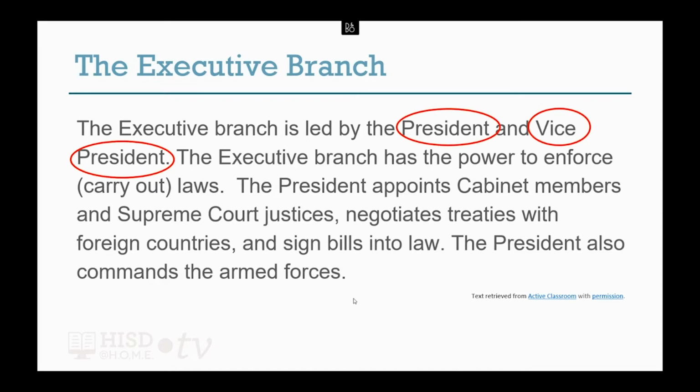All right, so hopefully you guys identified that the president and the vice president make up the executive branch. And then the next thing we're looking for is the main power. What does the executive branch have the power to do? And hopefully you identified that the executive branch has the power to enforce or carry out laws. So one way to remember that is that the executive branch starts with E and enforce laws starts with E. So the executive branch enforces, both start with E.